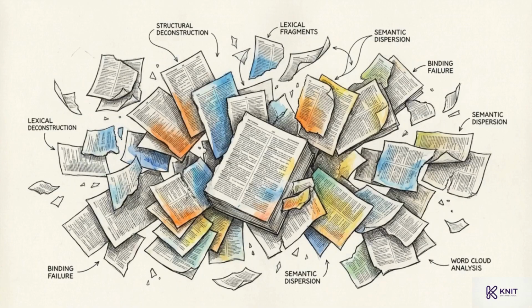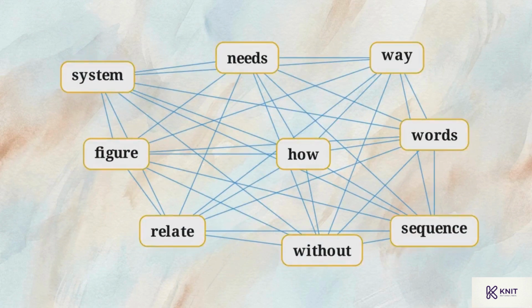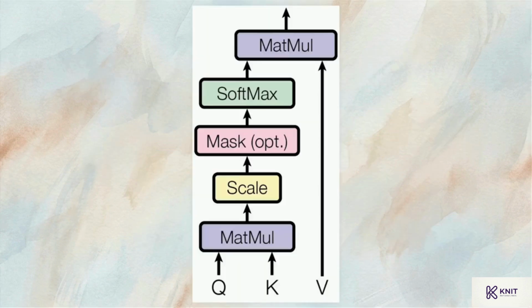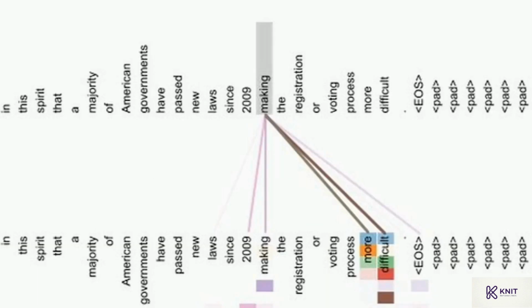If you are analyzing all the words at once, the system needs a way to figure out how those words relate to each other without relying on their sequence. This schematic illustrates their solution, scaled dot product attention. The model maps a query vector and a set of key value pairs to an output. It calculates a dot product by multiplying the query of one word against the keys of all other words. This visualization maps the result. The calculated weight provides a precise measurement of relevance between 2 specific words.